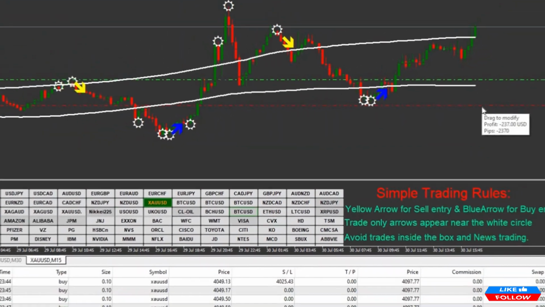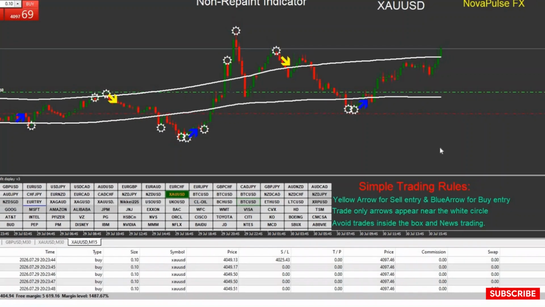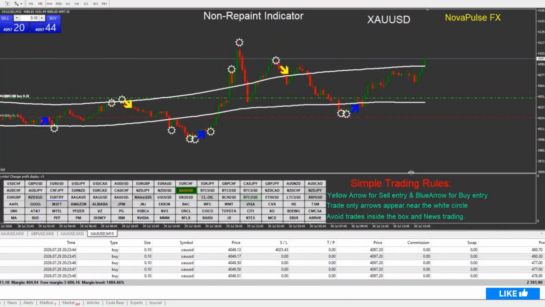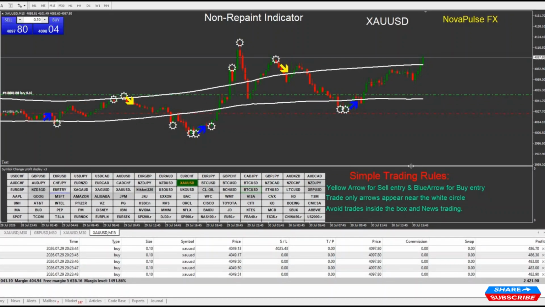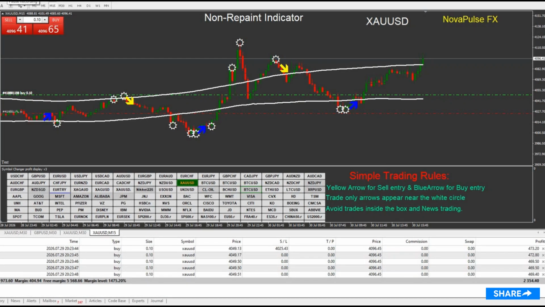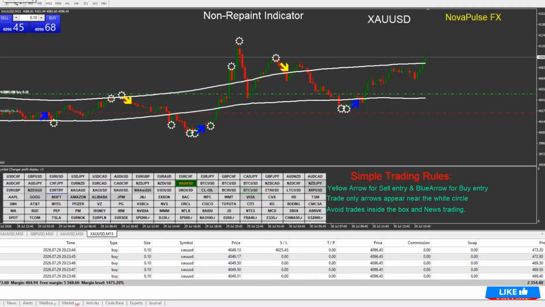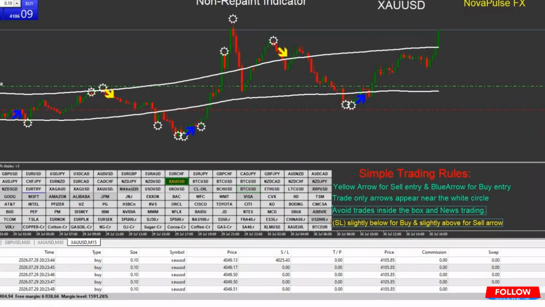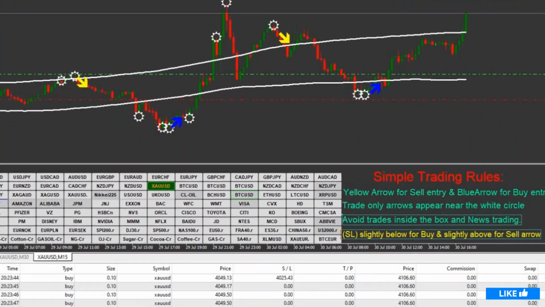Here on my chart, I'm using NovaPulse FX. Notice something important. I don't react to every arrow. I wait for confirmation. The white confirmation circle appears first. Then I look for the blue buy arrow. Only after both conditions appear do I start paying attention to a possible setup. The chart tells the story. I don't force the trade.